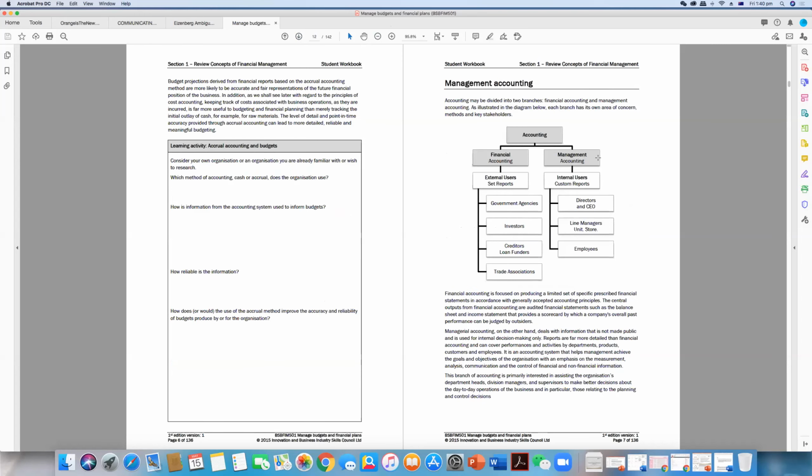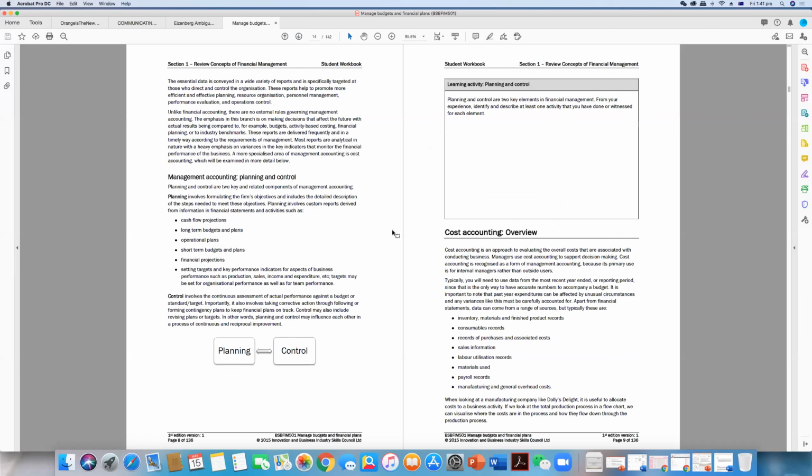And management accounting is different from financial accounting. I already explained. One is reported to the external, financial accounting, while the management accounting is reported to the internal users, like a custom report. Financial accounting is like a set report. You need to report to the government agencies, investors, creditors, loan funders, trade associations. Well, internal is just internal employees, directors, CEOs, line managers, unit staff, etc. So that's the difference between management accounting and financial accounting. Some students study finance, some students study management, some students study accounting. Now you know the differences and the relationship between them.